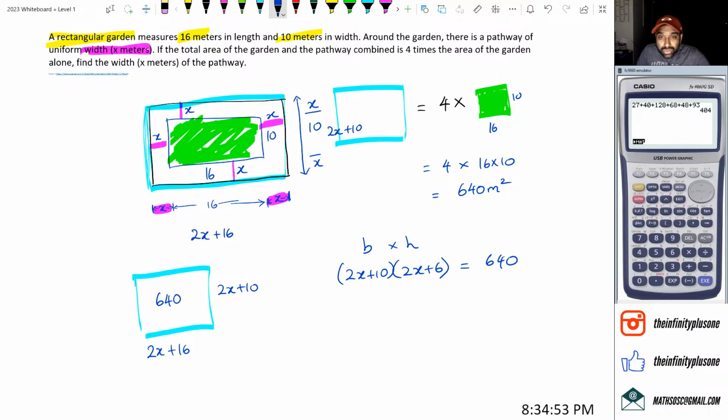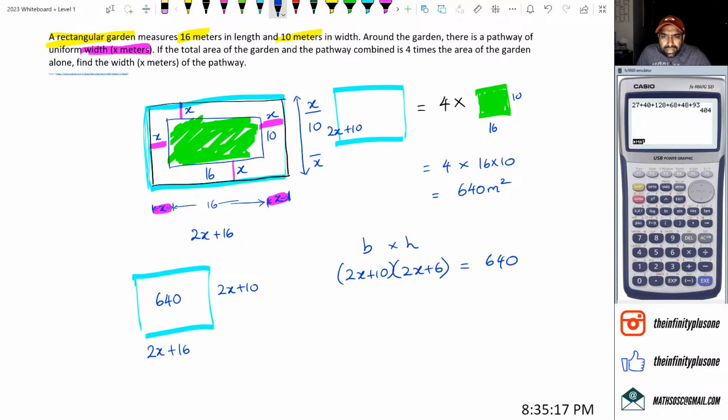Tada, where did I lose you, Tada? Did I lose you at the 2x plus 16, 2x plus 10?